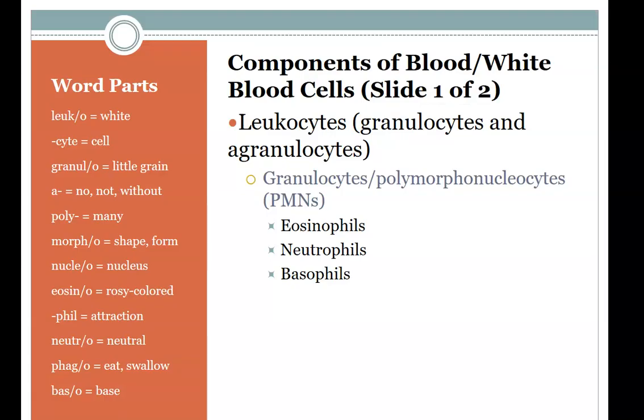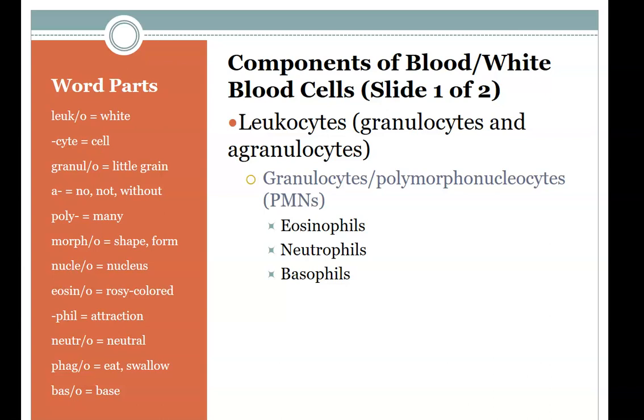Okay, the components of blood and white blood cells. Leukocytes in general protect the body from invasion by pathogens. There are two main types of these white blood cells. The first type is granulocytes, which can also be called polymorphonucleocytes, named for the small grains within the cytoplasm and the multilobed nuclei.